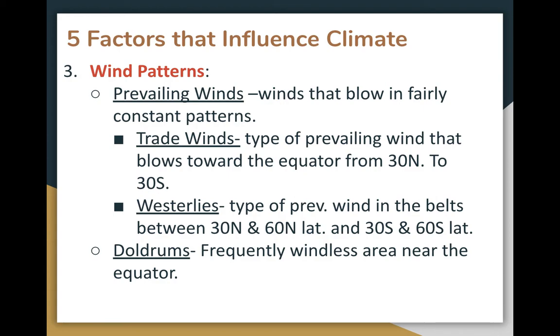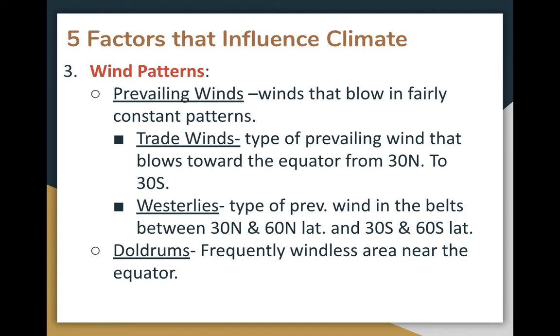There are 2 types of prevailing winds. You have the trade winds, which blow toward the equator from 30 degrees north to 30 degrees south. They're usually colder because they're blowing from a colder area into a warmer area. And then you have the westerlies, a type of prevailing wind in the belts between 30 degrees north and 60 degrees north latitude, or 30 to 60 south. The westerlies are the kind of wind we usually see.